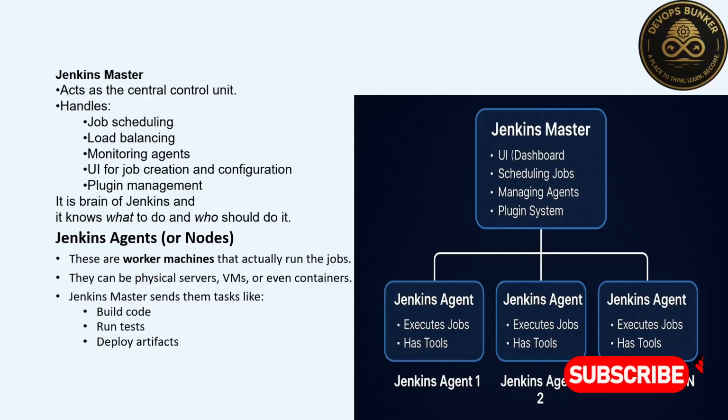Next one is Jenkins agents. These are worker machines that actually run the jobs. They can be physical servers, virtual machines, even containers. Jenkins master sends them tasks like build code, run tests, deploy artifacts as per our configuration. And also Jenkins agents will have tools like Maven, npm or Python. As per our requirement, we have to install them in order to execute the jobs.